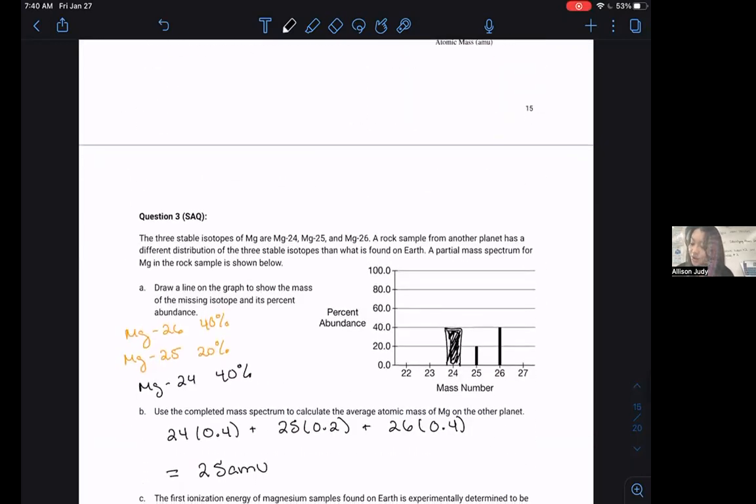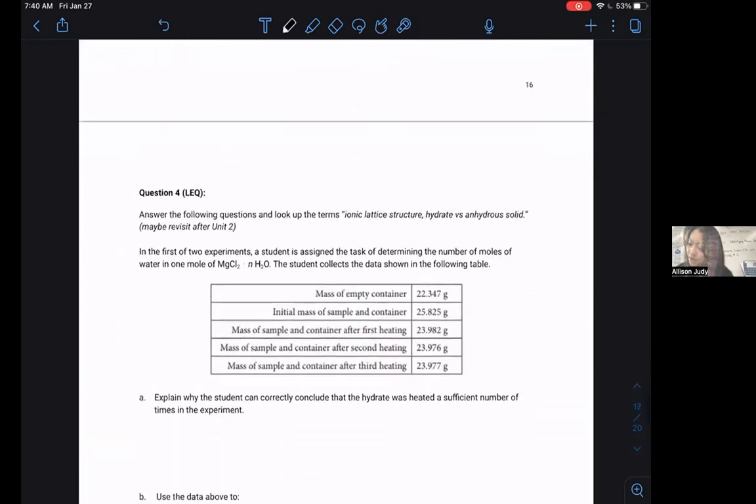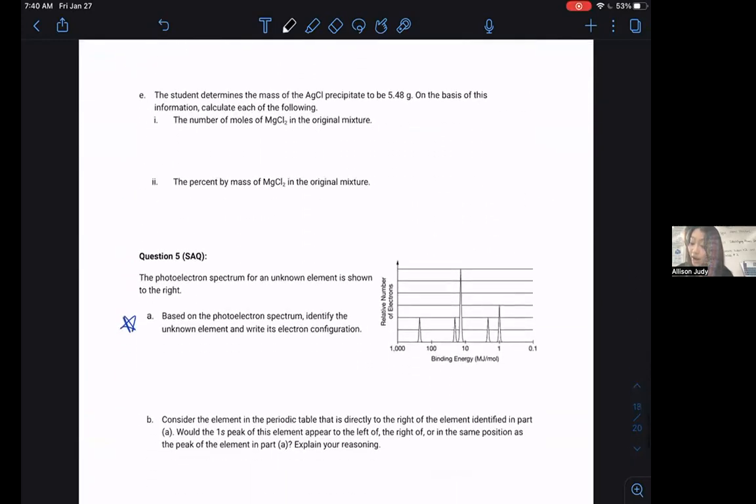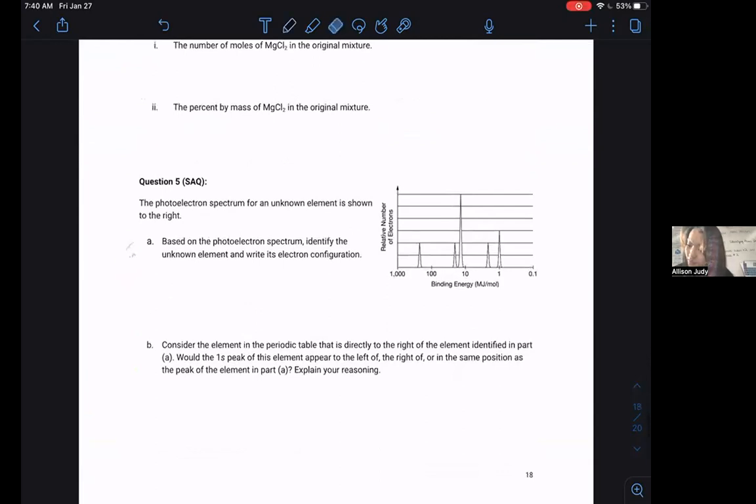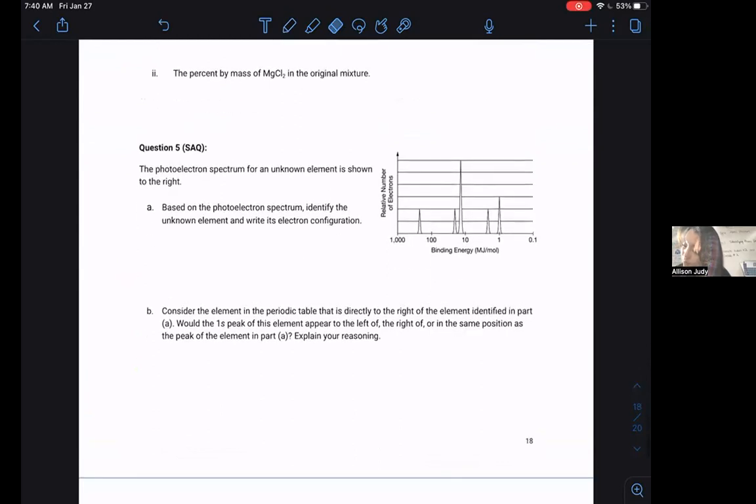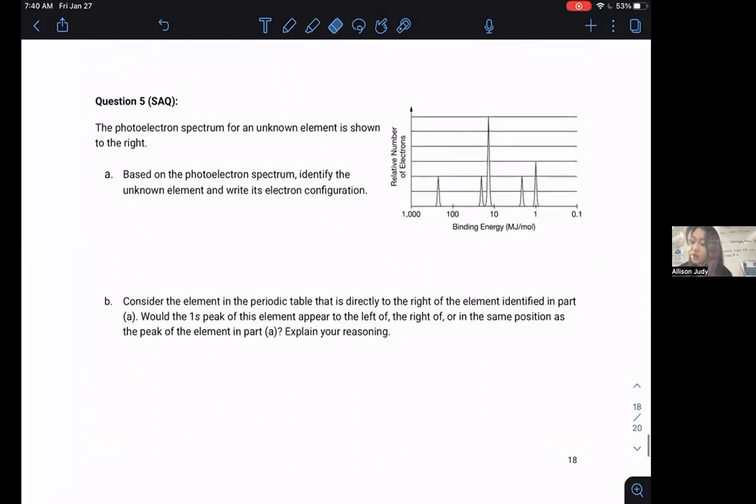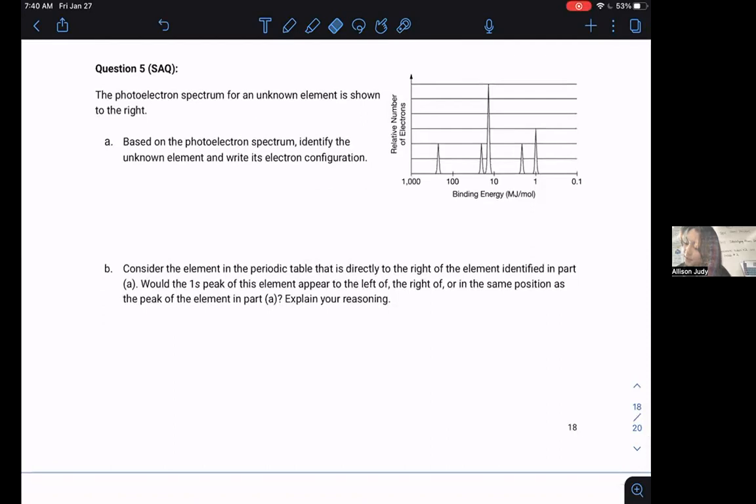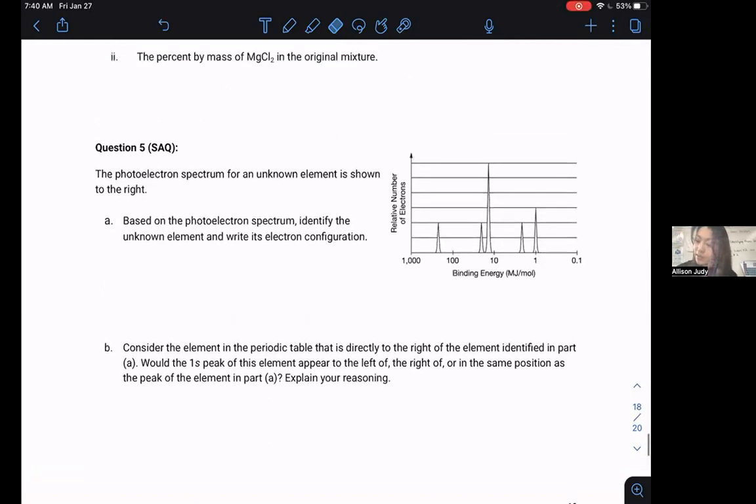And then we're going to move on to short FRQ 5. So here we have a photoelectron spectroscopy for an unknown element, and we are asked to identify the unknown element and write its electron configuration based on the PES, and that's the shorthand. And then we're asked to consider the element in the periodic table, and we're actually going to hold off on part B because it's going to be reliant on your understanding of periodic table trends. So we're just going to focus on part A today.